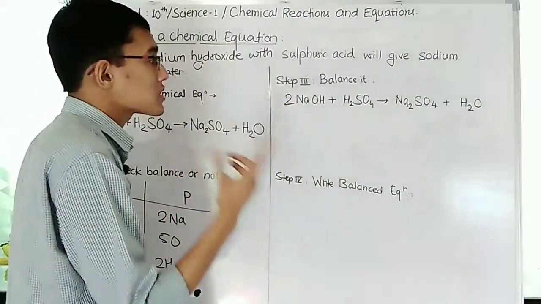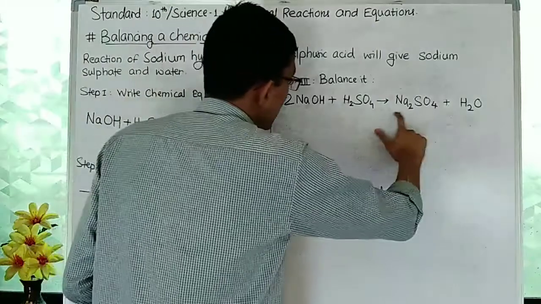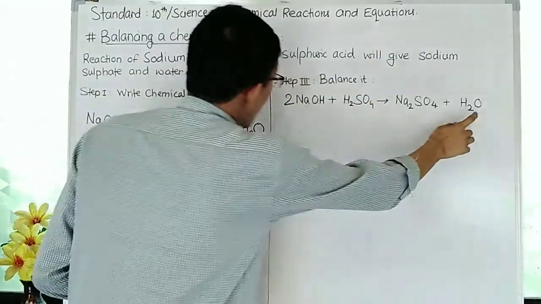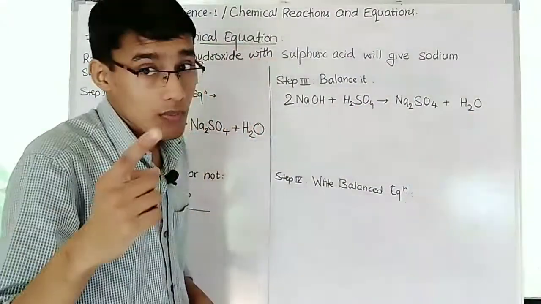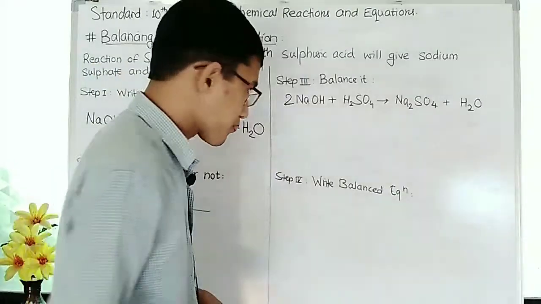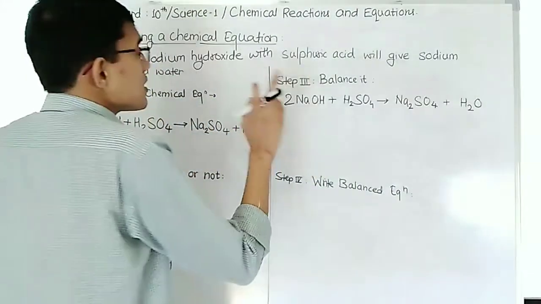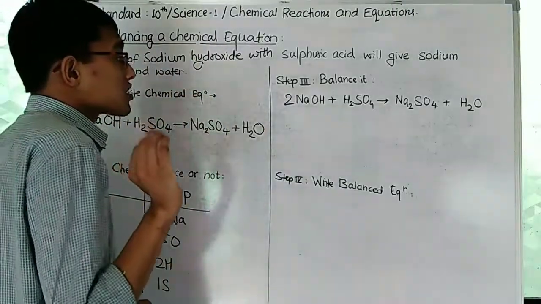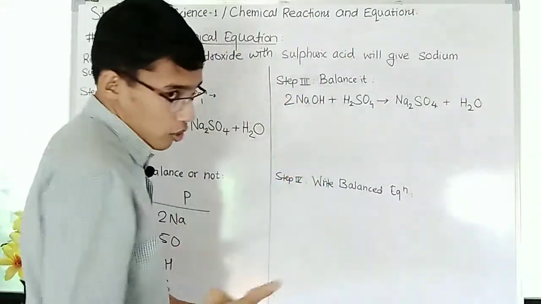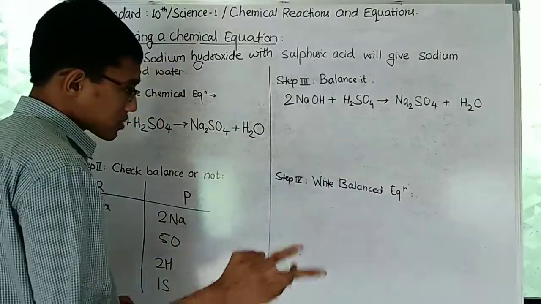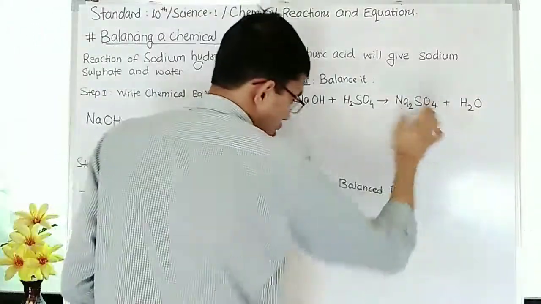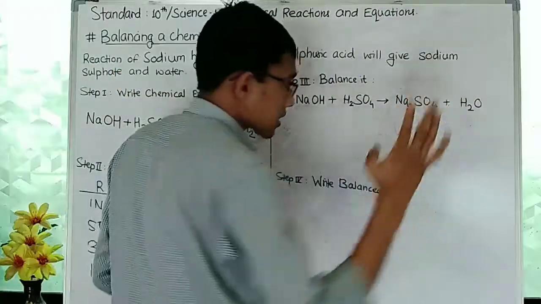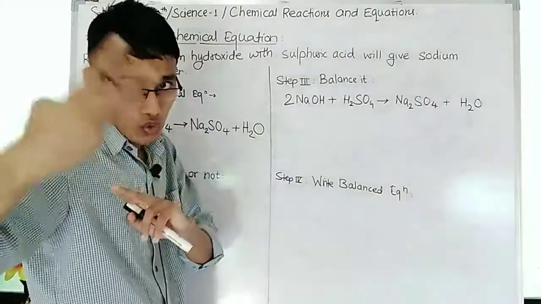Now again I cannot change Na2SO4 as my sodium atom is balanced. I have balanced my sodium atom. Definitely I cannot alter this particular molecule. So I will alter the water molecules. That means I will increase the number of molecules of H2O. As you can see, the number of hydrogen atoms in the reactant side is 2 plus 2, 4. So I want 4 hydrogen atoms in the product side also. From the beginning you will see that 2 hydrogen atoms are there. That means I have to increase 2 more.